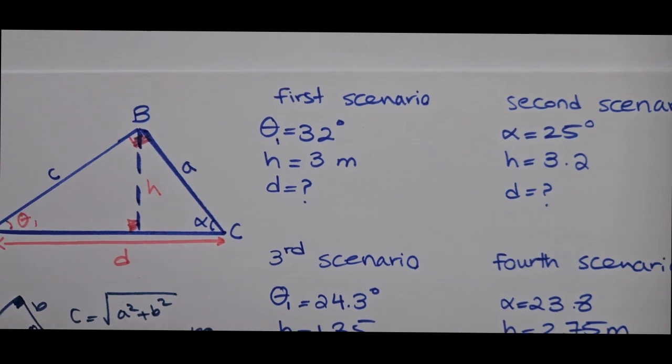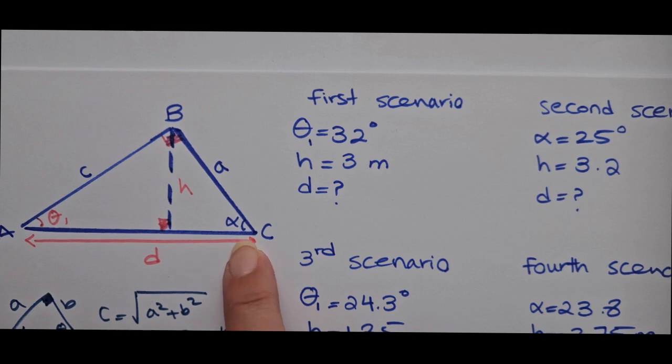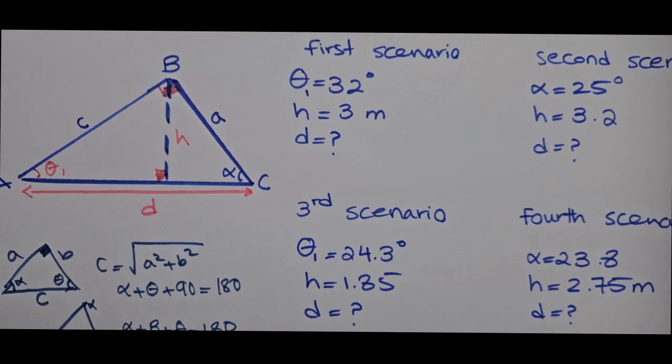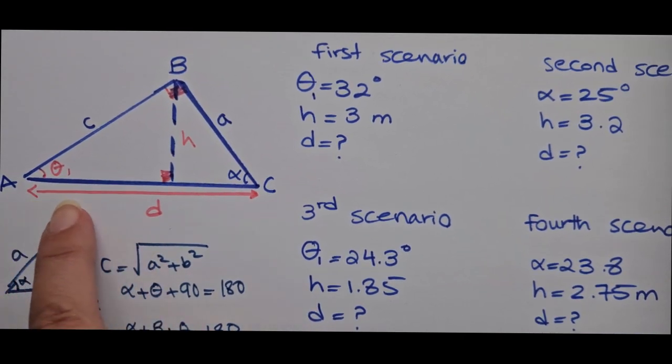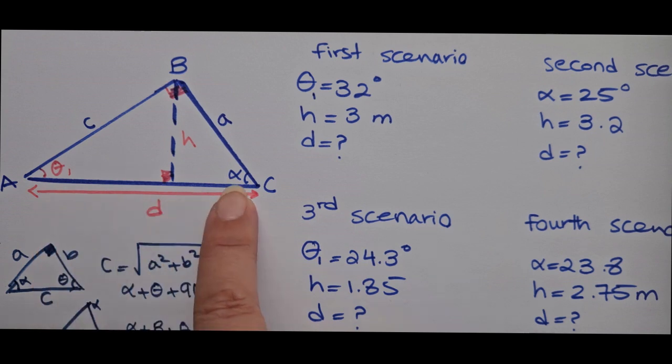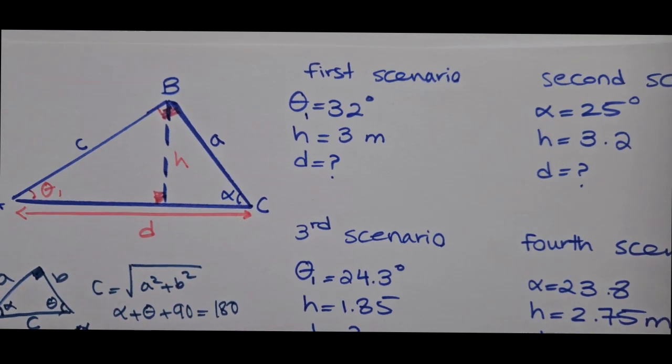In this one, alpha is given, which is this angle, and it's 25 degrees. The H is also given. It's 3.2. And again, they are asking for this distance. Okay, so here we have some information. Let's draw a triangle and put everything on the graph.